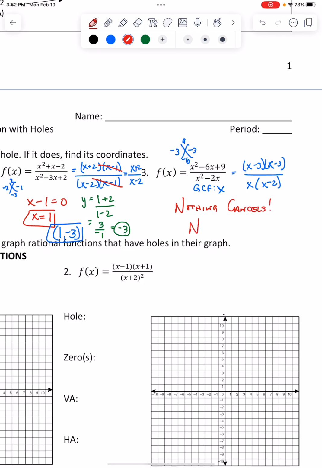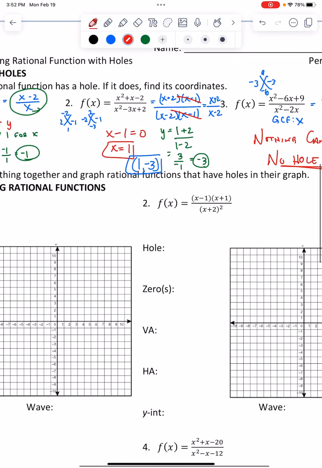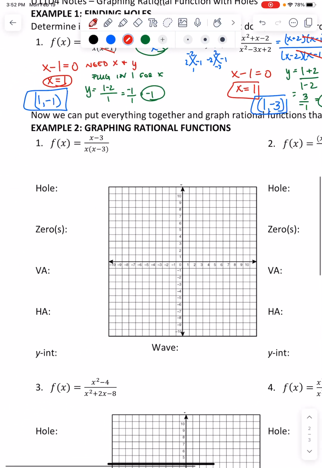So that means this one has no hole in the graph. Okay, this one doesn't have one, so there's nothing to find there because there isn't one. All right, so we're taking that and adding it on to what we did before.